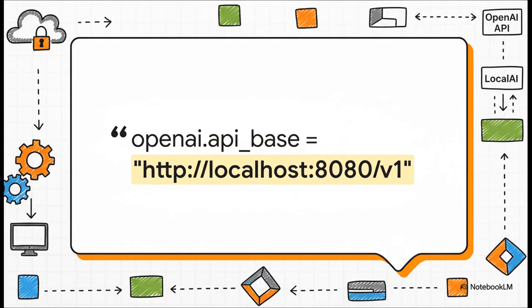Look at this. Before, your code was pointed at OpenAI's web address. After, you just change that one URL to point to your own machine. That's it. Nothing else changes. All the complex logic you wrote, it all just works.